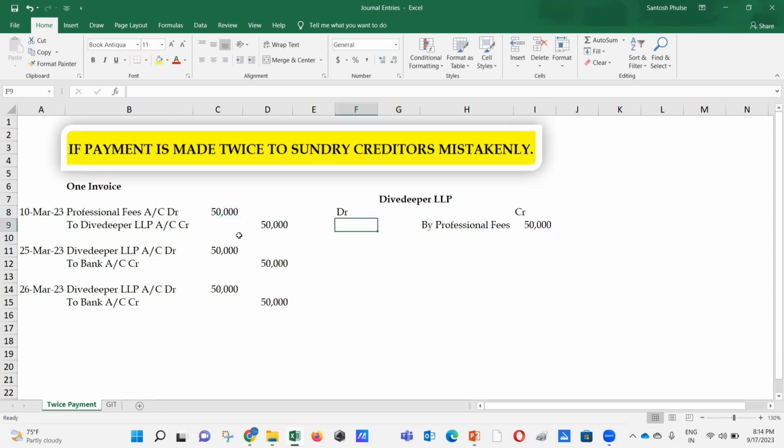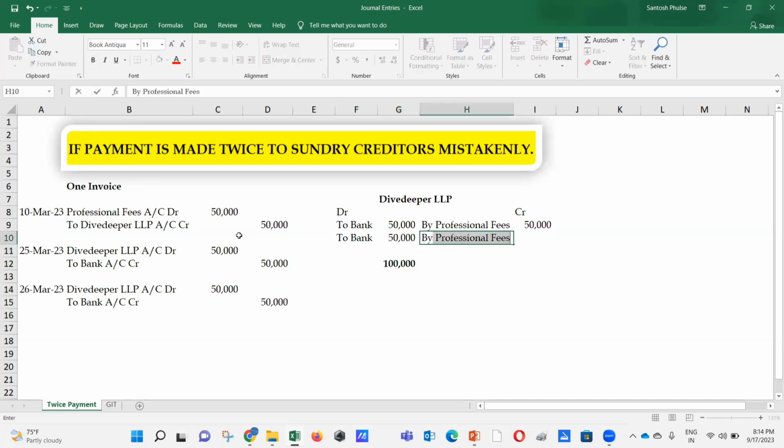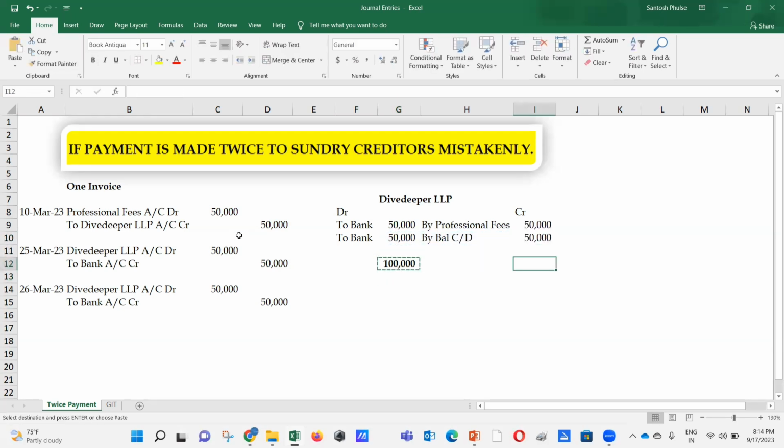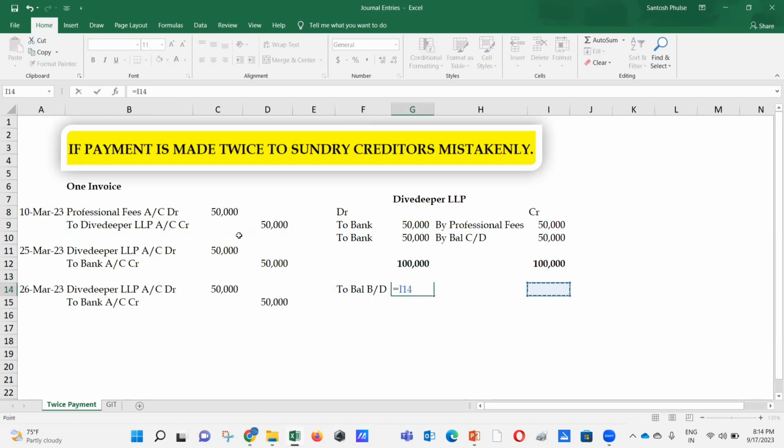You have done the payment as well to bank, 50K. Again, you have done one more payment to bank, that's 50K. Now, if you look at your ledger, the debit balance is 1 lakh, and here is going to be the balance carried down, that's 50, and on this side, to balance BD, that's 50,000.